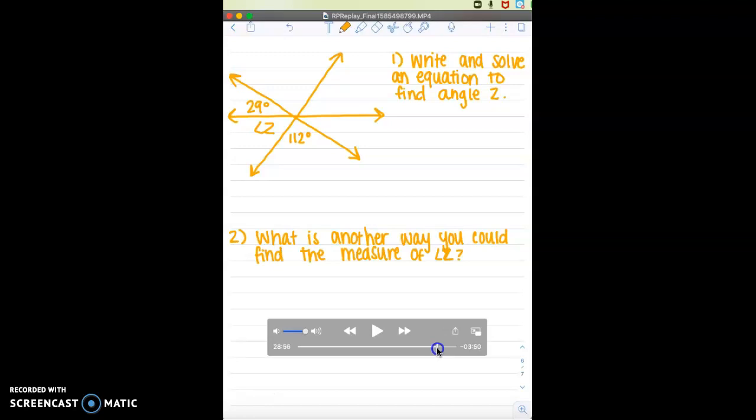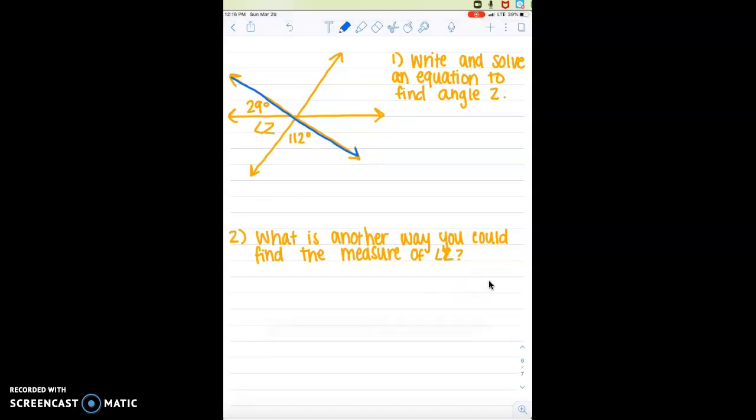And then number two is going to ask you, what other way could you find the measure of angle Z other than writing an equation? So take about 5 minutes and answer both of those questions.